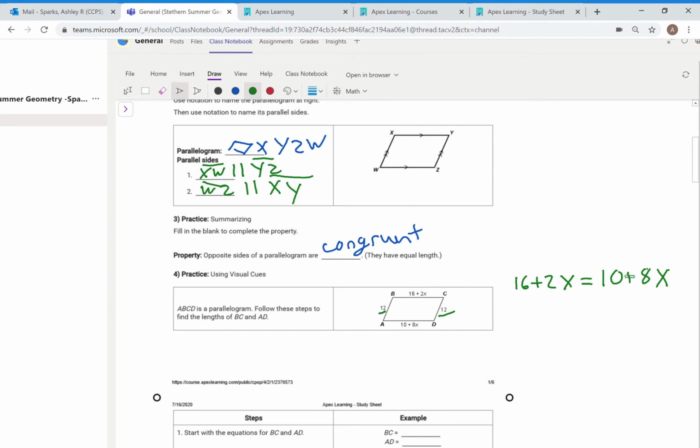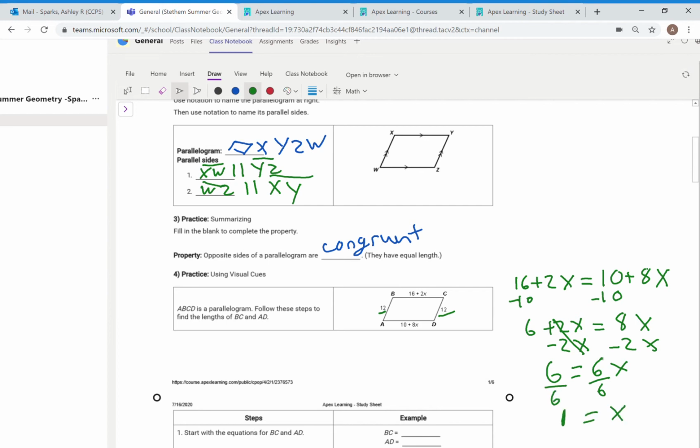Okay? Solving this out, I like to tell people get your numbers to one side, your x's to the other. So I'm going to subtract 10 from both sides. 16 minus 10 is 6. Plus 2x equal to 8x. Minus 2x on both sides, because I want to get the x away from here. So this cancels. 6 is equal to 6x, and I would divide by 6. So x equals 1.